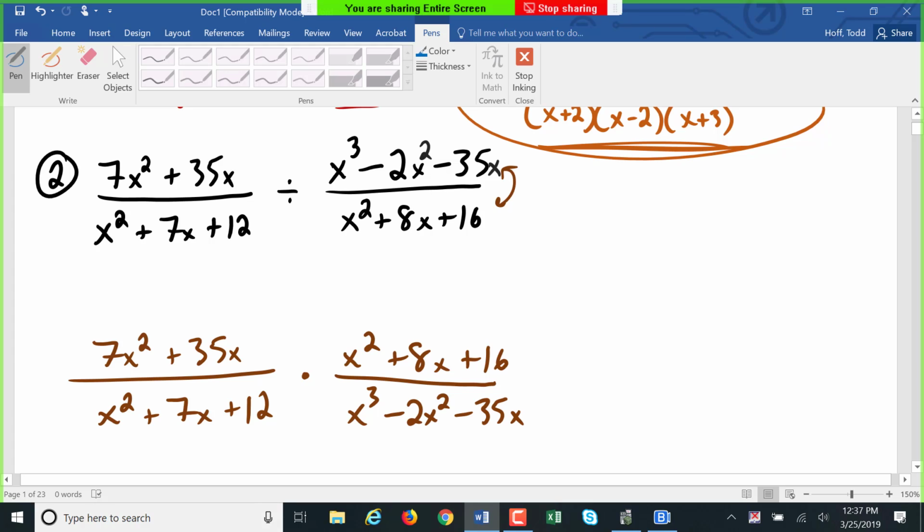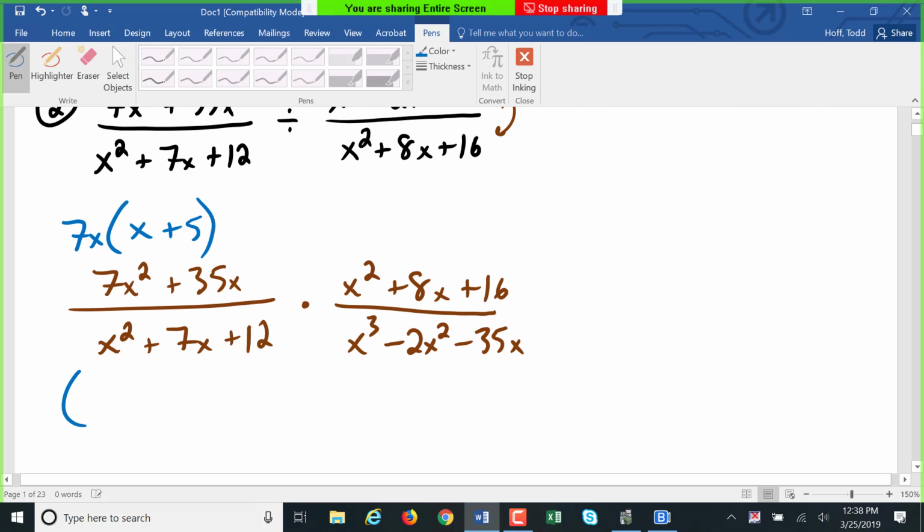So we need to factor. We're going to start here with this first one. How do we factor that? We can factor out a 7x, which will leave us with x plus 5. So that is fully factored. Well, we just will jump down here. x squared plus 7x plus 12 factors to become x plus 3 and x plus 4.